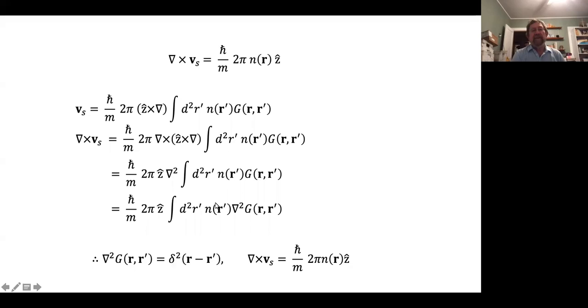and with a little bit of algebra, you get this n del squared g. And so this immediately tells you that the del squared of this g of r minus r prime must be the two-dimensional delta function of r minus r prime, so that the curl of the supervelocity at the point r is just h bar over m times 2 pi times this integer valued field n of r and points in the z direction.